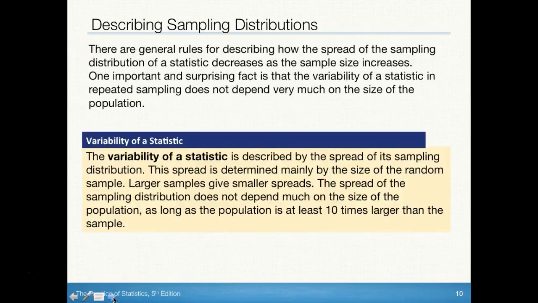One of the things that we talk about also is variability of the statistic, in terms of describing the spread of the sampling distribution. How much spread we have in our sampling distribution is dependent mainly on the size of the sample. Larger samples have smaller spreads. Notice here there's a condition that we'll be talking about: as long as the population is at least 10 times larger than the sample. Usually this isn't a problem because our populations are often fairly large, like all residents in Pennsylvania or all teenagers in the United States.